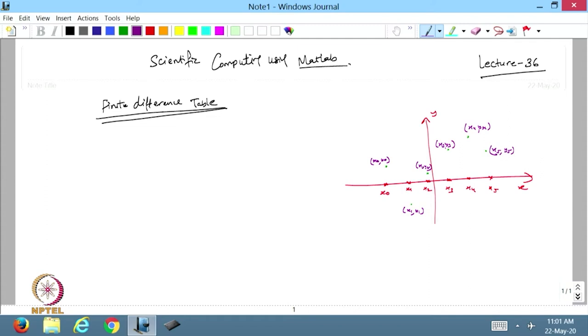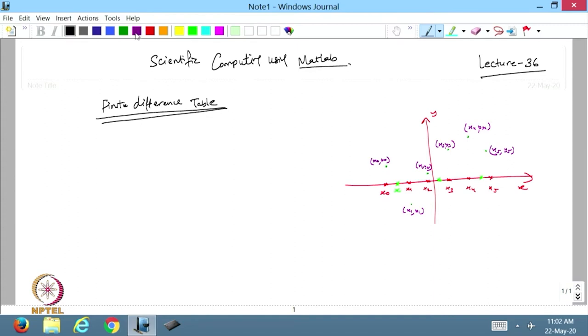Now somebody asked me that I want to approximate the value at this point. Suppose I take some x, or somebody asks me to approximate the value of the given function for some x lying here or somewhere in between. So everything depends upon where you want to approximate the value of the function for a given x. We will make the finite difference table.